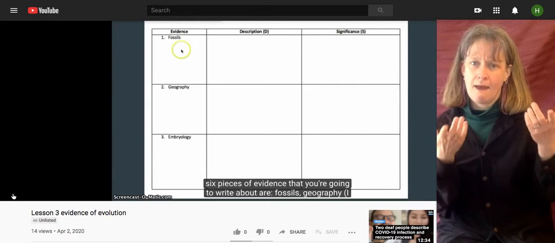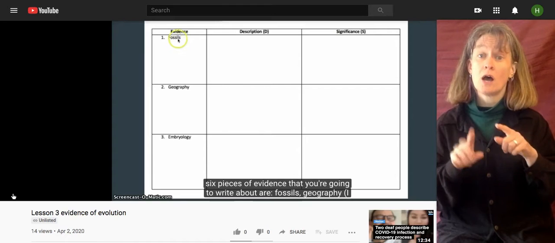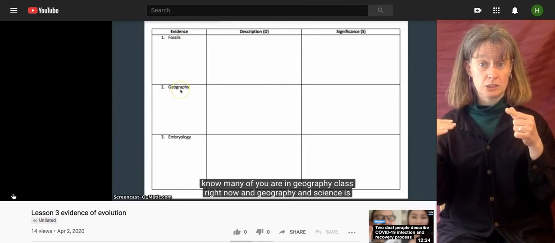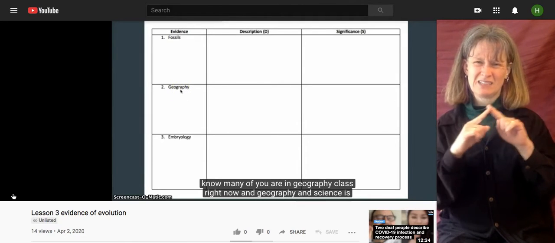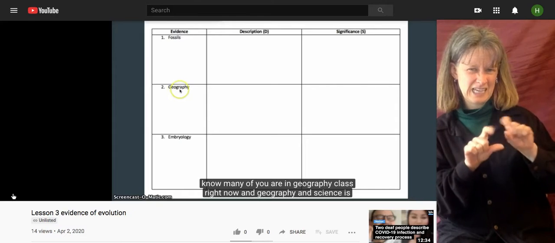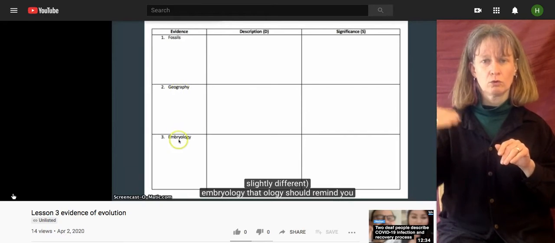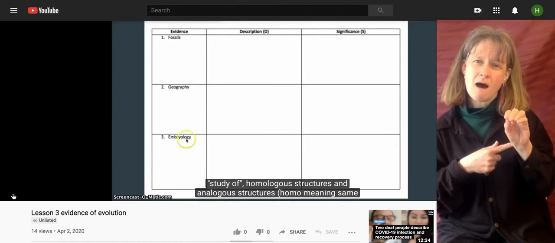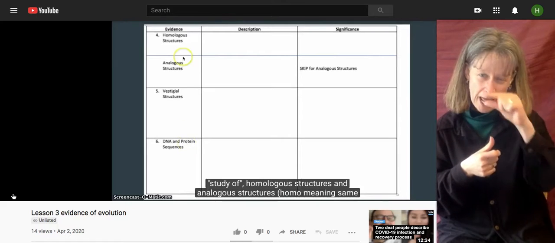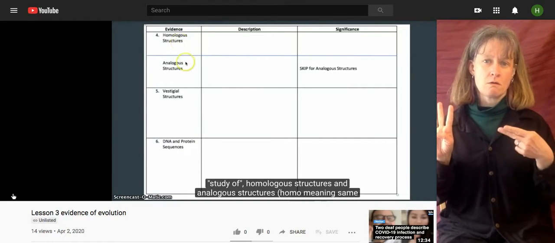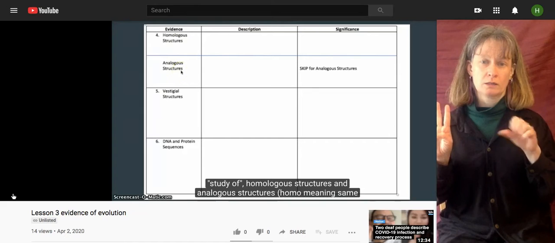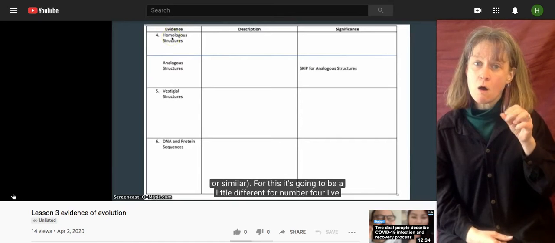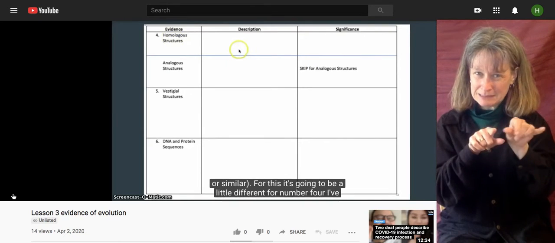So the 6 pieces of evidence that you're going to write about are fossils, geography. I know many of you are in geography class right now, and geography and science is slightly different. Embryology, that ology should remind you of study of. Homologous structures and analogous structures. Homo meaning same or similar. For this, it's going to be a little different.